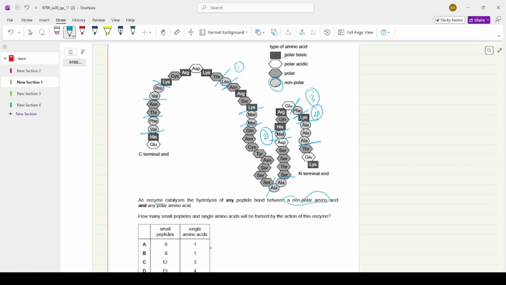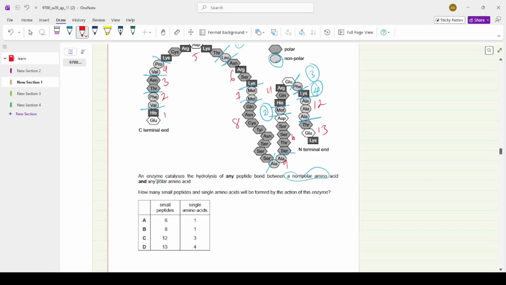And then they want us also to count the small polypeptides. So those are small chains of amino acids. So we have 1, 2, 3, 4. Then this is 5, 6, 7, 8, 9, 10, 11, and then this will be 12, and then 13 will be here. So we have 13 small peptides, and then also we have 4 single amino acids. So here the best option will be D.